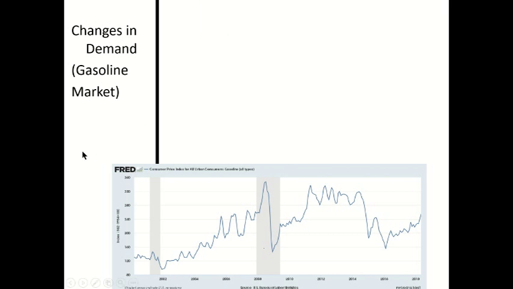All right, let's take a look at changes in demand, and we're going to specifically look at the gasoline market, which involves cars and everything that gasoline affects. So first off, let's discuss the theory of the rational actor. Economics depends on the idea that consumers are making rational choices, but most people are irrational. So like they go shopping, they do impulse buying.